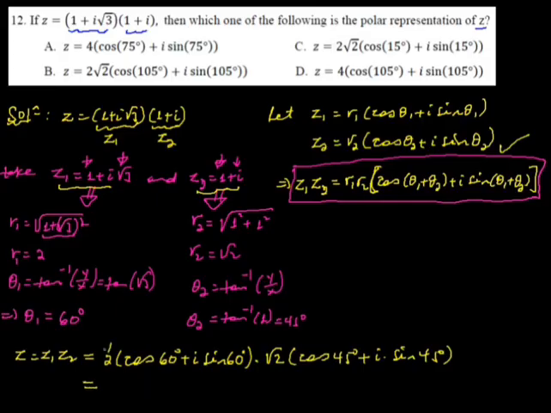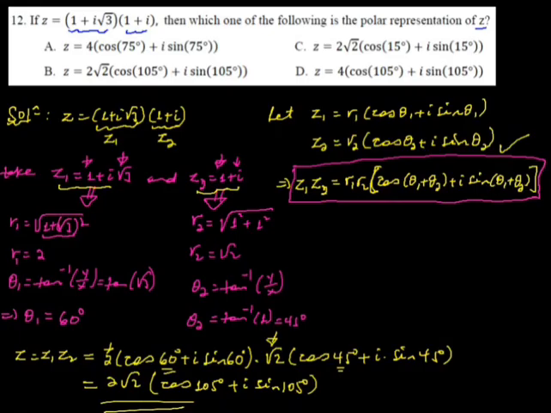So 2 times root 2 is 2 root 2. Then cosine of 60 plus 45, which is cosine of 105 degrees, plus i times sine of 105 degrees. This is the polar representation of the given complex number. Okay, this is the answer. So from the given choices, our answer will be D.